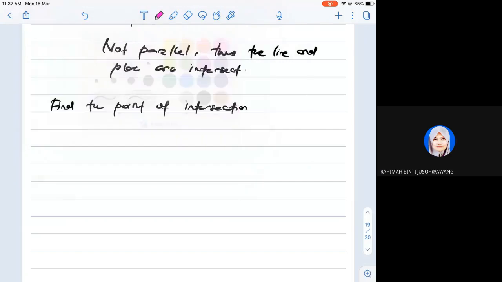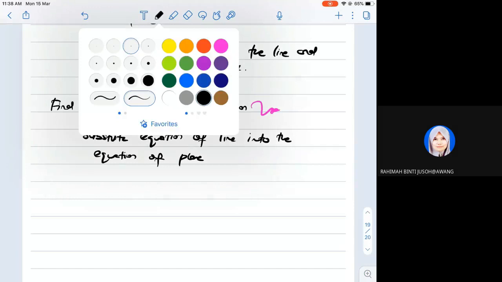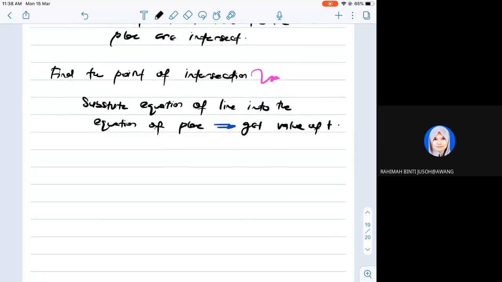How to find the point of intersection is by substituting the equation of the line into the equation of the plane. So you can get the values of t. Get the value of t, like that. Okay, this is the method. No problem, later I will share these notes with you all.